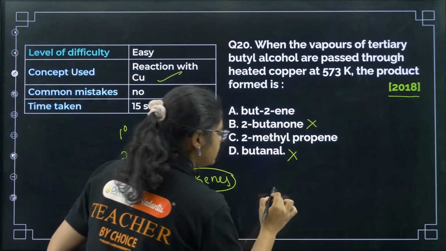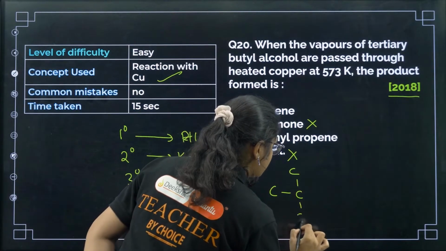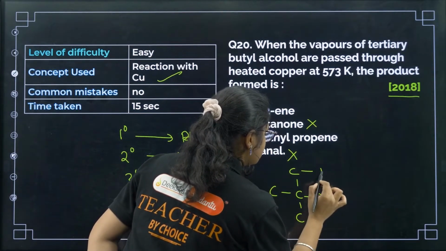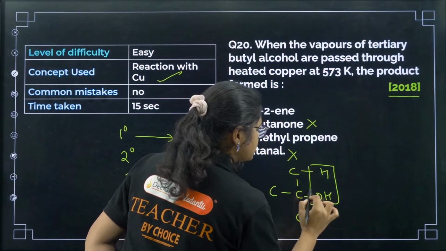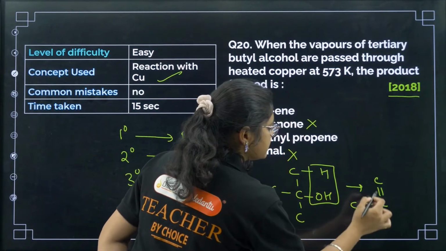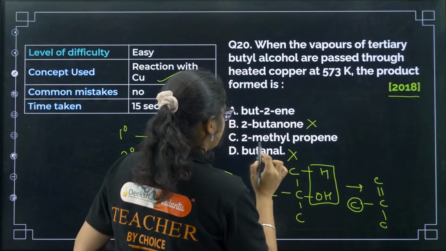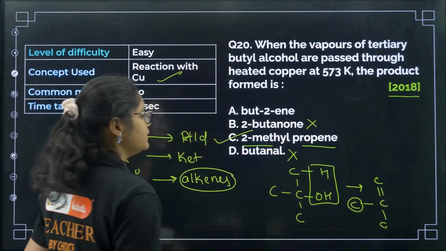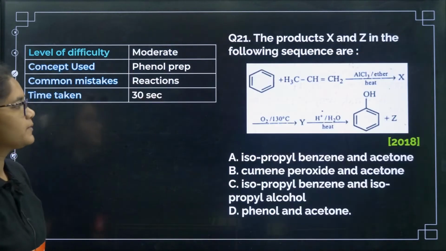Now if I see this one, tertiary butyl alcohol is this one, this is H, dehydration will take place, I'll get an alkene here, I'll get this compound, right? So this is 2-methyl propene. So 2-methyl propene, option number C is the correct answer.